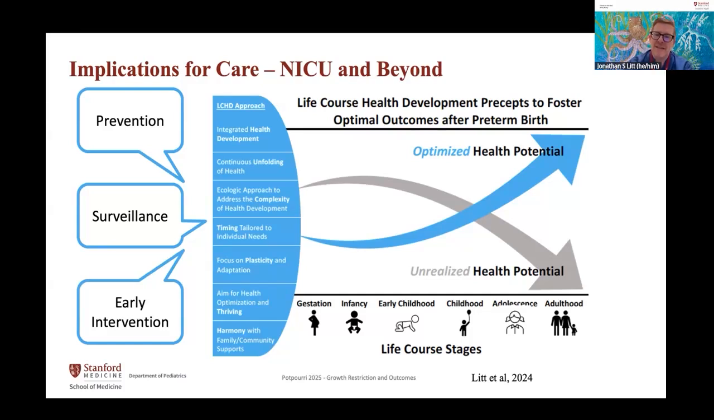The second is surveillance, and I think once we start taking care of these babies once they're born, thinking about what are the different areas of health and development that we need to be especially tuned into for babies who have had growth restriction or small for gestational age, with an eye to their growth, their feeding, and their neurologic development. And then early interventions for those who show us signs that they need some extra help.